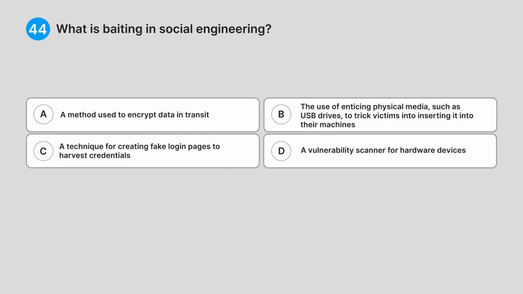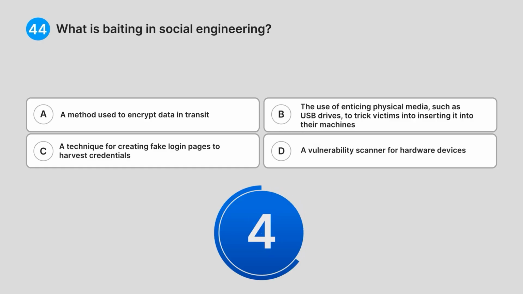44. What's baiting in social engineering? A. A method used to encrypt data in transit. B. The use of enticing physical media, such as USB drives, to trick victims into inserting it into their machines. C. A technique for creating fake login pages to harvest credentials. D. A vulnerability scanner for hardware devices. Can you guess the answer?